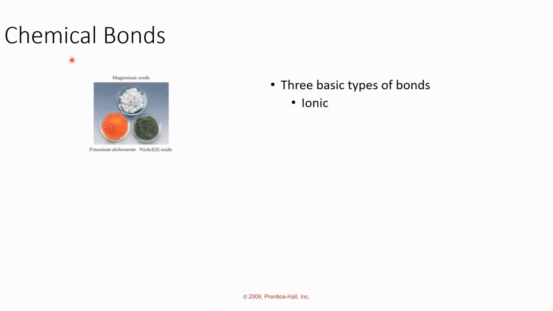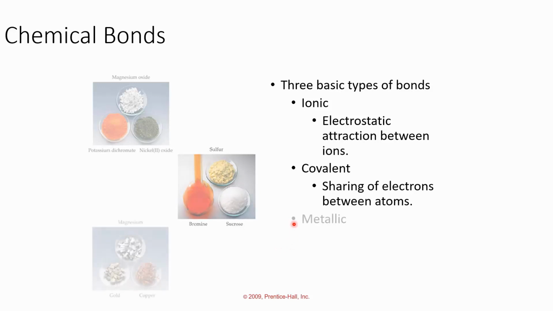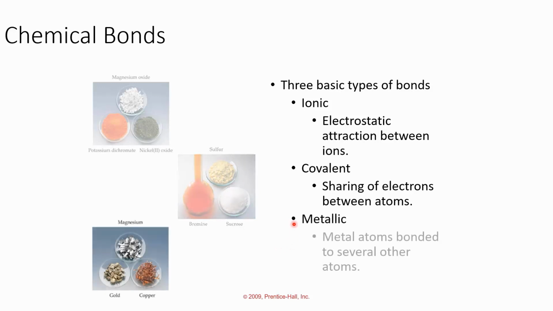So as I said, there are three basic types of chemical bonds. Ionic, which refers to electrostatic attraction between ions. Covalent refers to sharing of electrons between atoms. And metallic, metal atoms bonded to several other atoms.